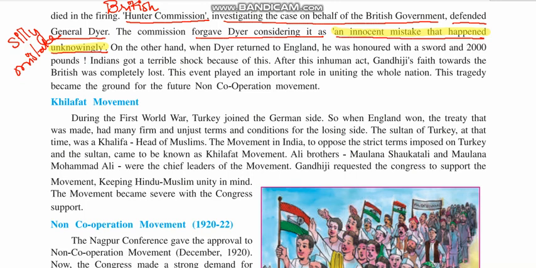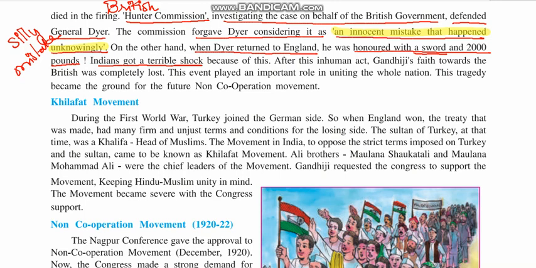Not only this, what was more humiliating, he was considered innocent. On the other hand, when the General returned to England, he was honored with a sword and 2,000 pounds at that time. Honoring with a sword was giving an honor for an act of bravery. When a person does something which is full of bravery, he is honored with a sword. So when General Dyer returned to England, he was honored with a sword and 2,000 pounds for his commendable act in India, and that was a very tight slap on the face of India at that time.